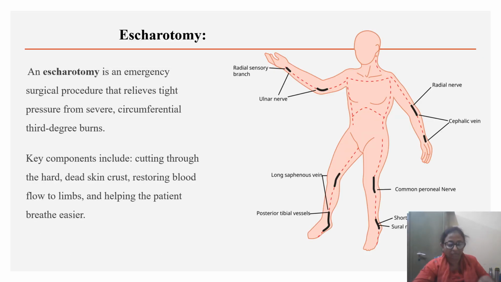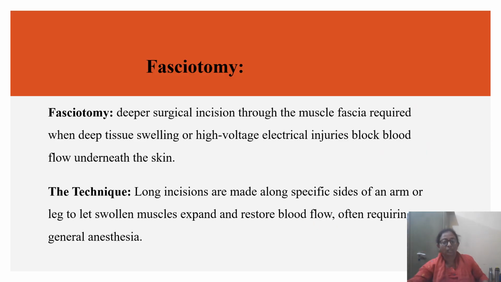Escharotomy is an emergency surgical procedure that relieves the tight pressure from severe circumferential third-degree burns. Key components include cutting through the hard, dead skin crust, restoring the blood flow to the limbs, and helping the patient to breathe easier. That is an escharotomy.